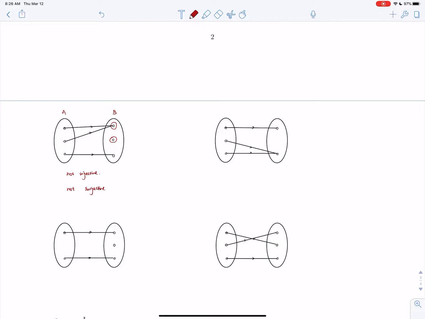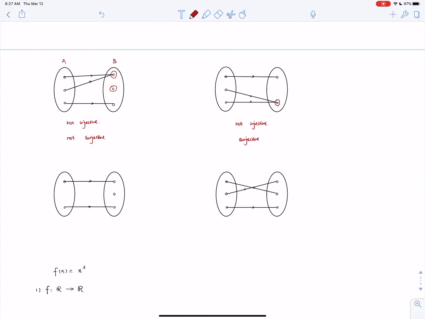For the second graph, you'll see that it's not injective because this element has two elements mapped to it. But it's surjective, because all the elements in your codomain have some element in your domain that maps to them. For the third graph, you'll see that it is injective, because there are no elements in your domain that map to the same element in your codomain. But it's not surjective because this element has nothing mapped to it. The last one is bijective since it's injective and surjective.